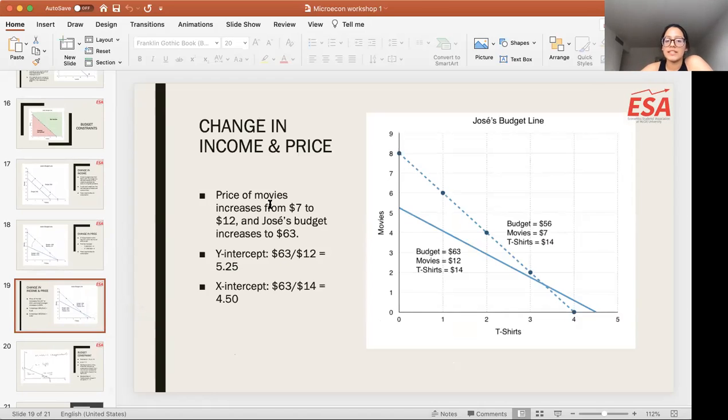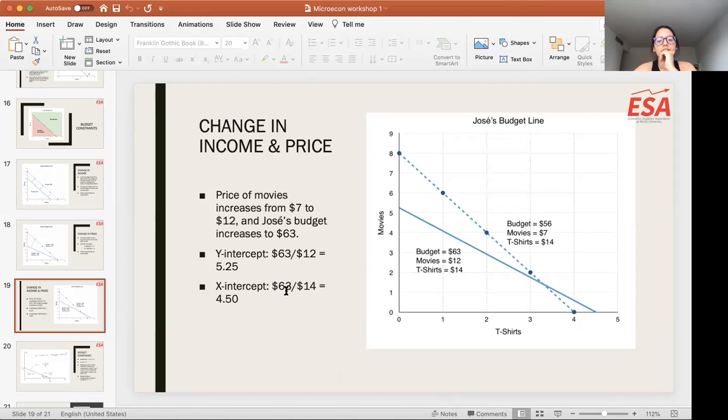If the price of movies increases from $7 to $12 and Jose's budget increases to $63, what you want to do is just construct the intercepts again. I like to do this structurally so you don't get confused and overwhelmed, because there might be price changes in both goods. One might go up, one might go down, and they might change the budget as well, but it's still pretty straightforward. I'm just going to check if there's anything in the chat for me. Okay, nothing.